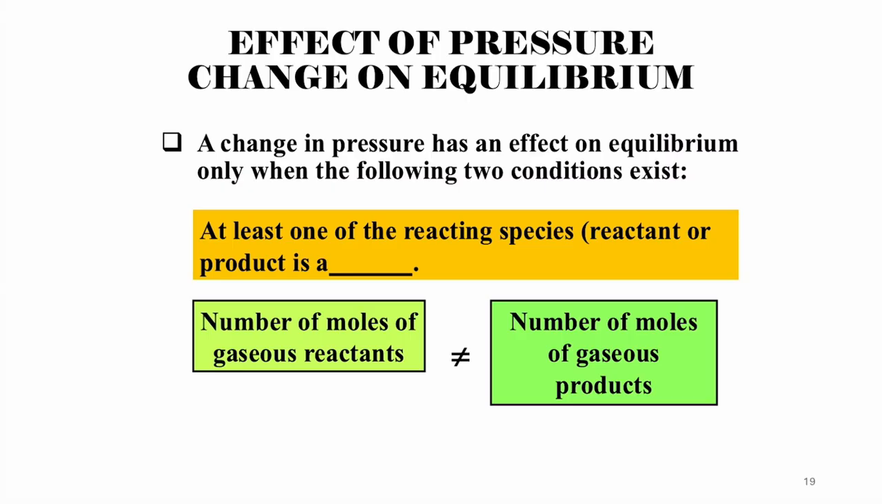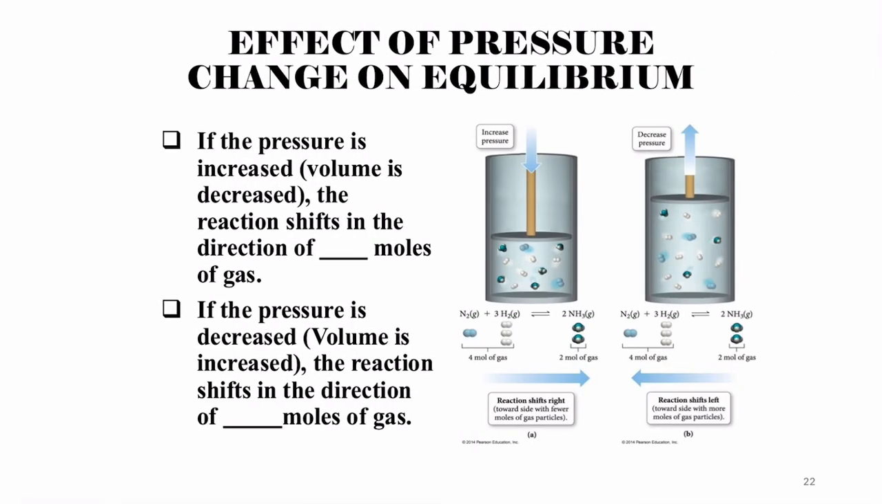If we increase the pressure, we can think of it in terms of a piston like this. We're decreasing the volume as we increase the pressure, which means the side of the reaction that has more moles of gas, the concentration of that is going to be increasing more than the side that has fewer moles of gas. So we're going to move in the direction of fewer moles. And then we'll talk about temperature as well.